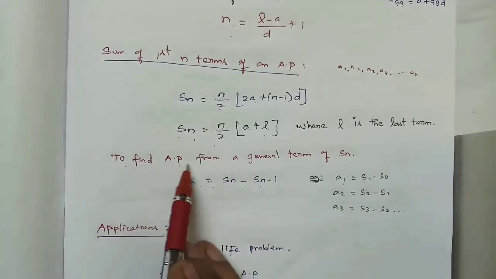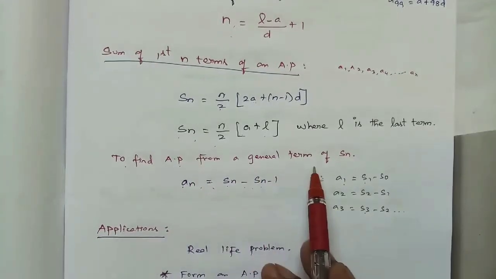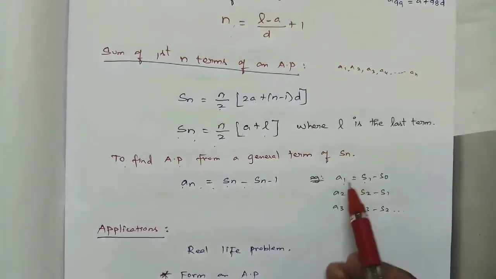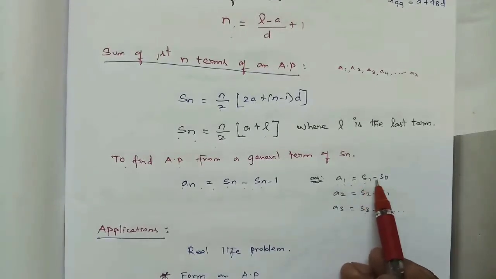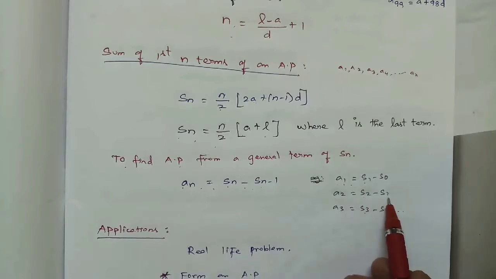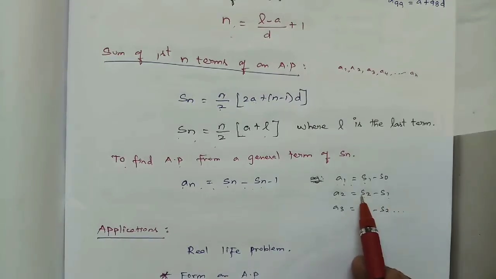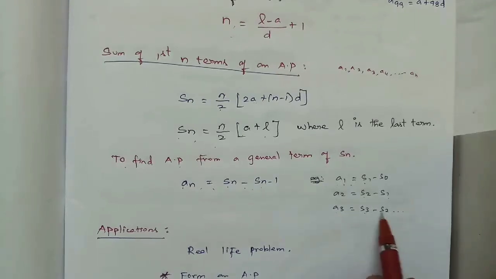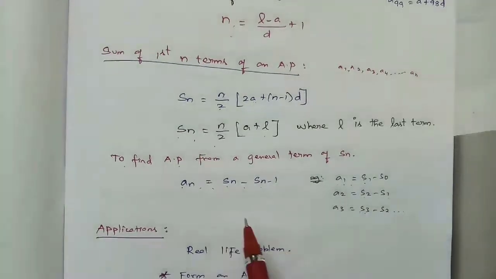To find the AP from the general term of Sn, A1 is equal to S1 minus S0, and A2 is equal to S2 minus S1. What is S2? Sum of first two terms. A3 is the third term of the AP, which is S3 minus S2. What is S3? Sum of first three terms minus the sum of first two terms. And so on, likewise we find an AP.